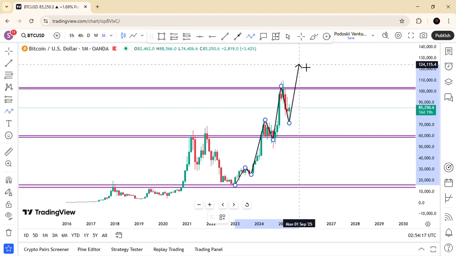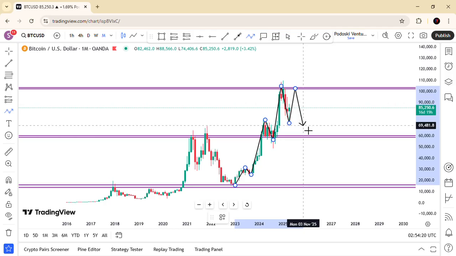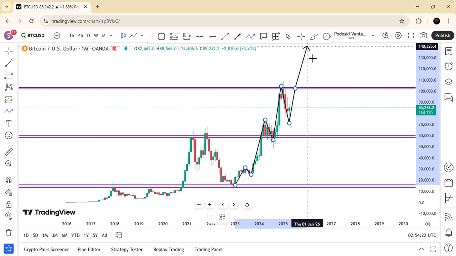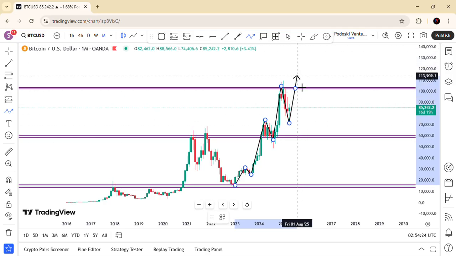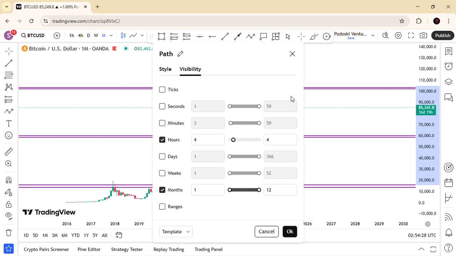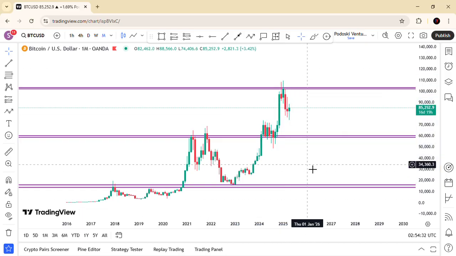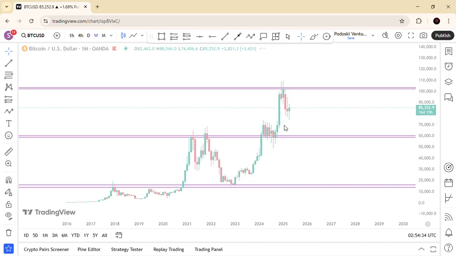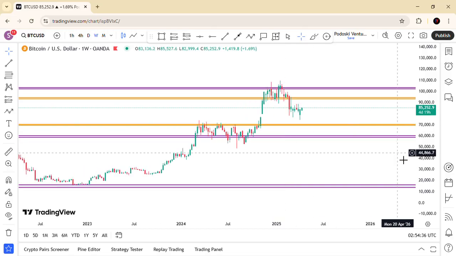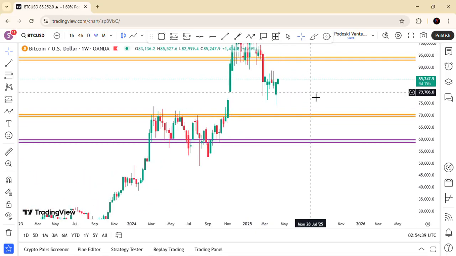anticipate a breakout or a drop. But since price hasn't tapped into that zone yet, let's look for opportunities to buy all the way to that zone. Let's go to the weekly and see what price is doing over there.